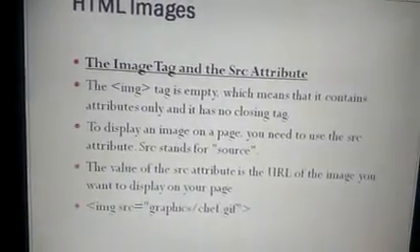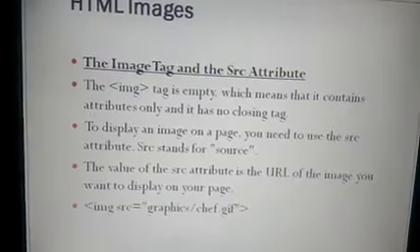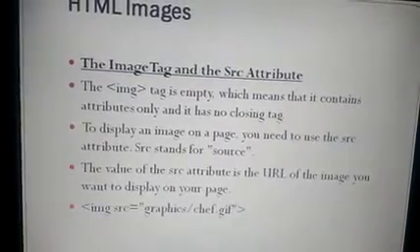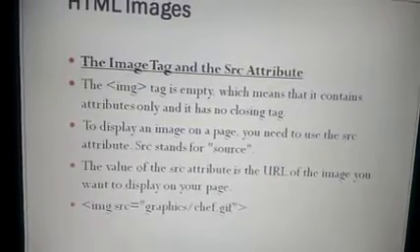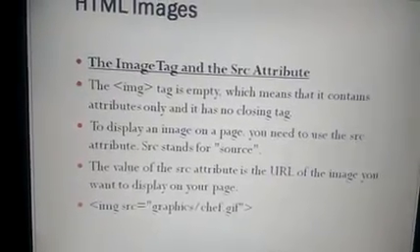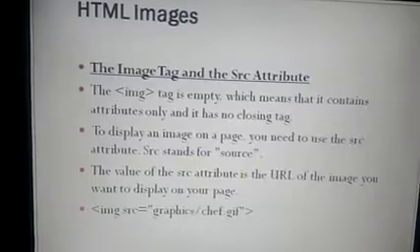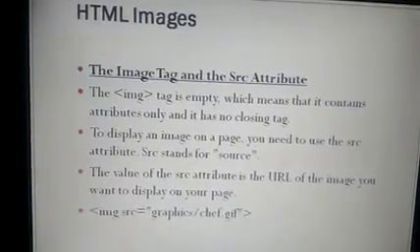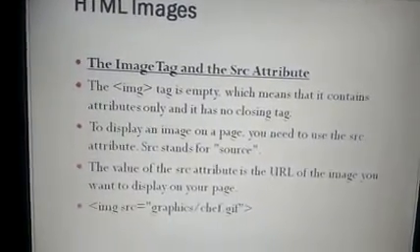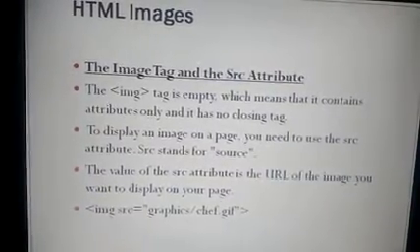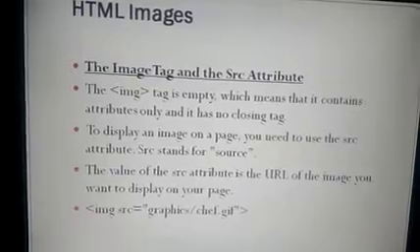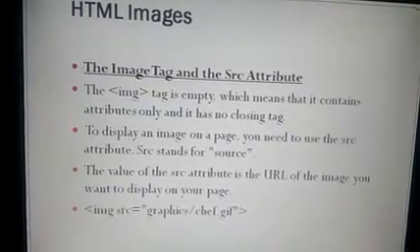To display an image on a page, you need to use the src attribute. As I told you earlier also, src stands for source. So you have to tell from where you have to take the image. So that's the attribute of the img tag, that is source, src. The value of the src attribute is the URL of the image you want to display on your page. And of course, this is the example just below.